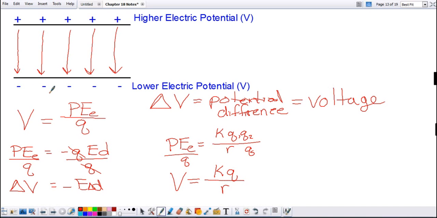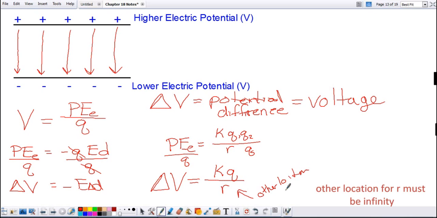Okay? And then over here, when we talk about the change, we end up with the same equation, but in order to use this, the other location for R is infinity, because then when you divide by infinity, it's 0, so the change is just this minus 0.